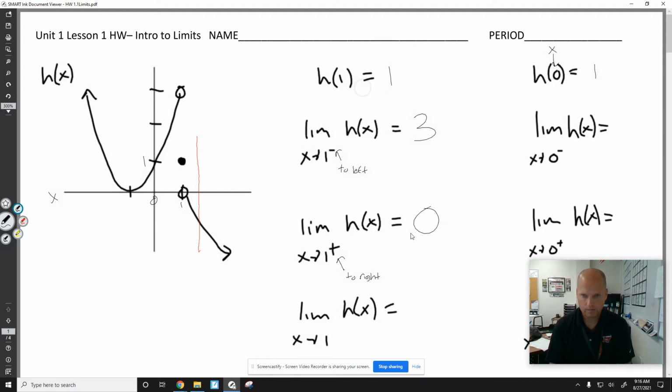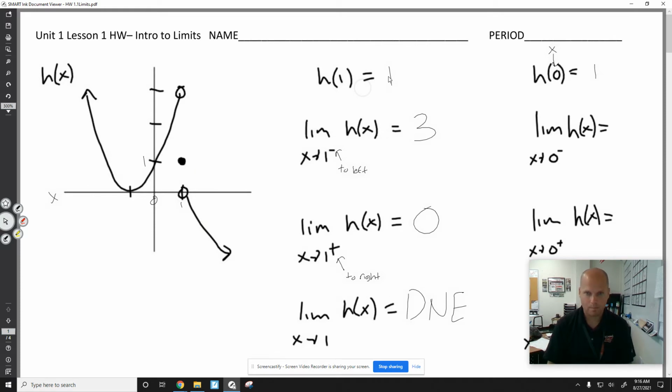Now, the rule is if your left-hand limit equals your right-hand limit, the limit exists and it's that number, okay? If your right-hand limit and your left-hand limit do not equal each other, 3 is not equal to 0, the limit in general does not exist. This typically occurs at jumps. It also occurs at asymptotes. So there you go.